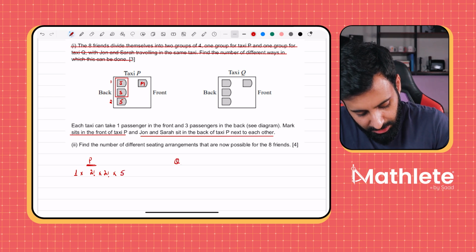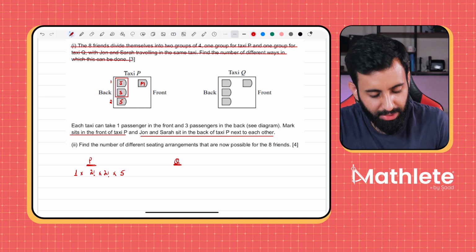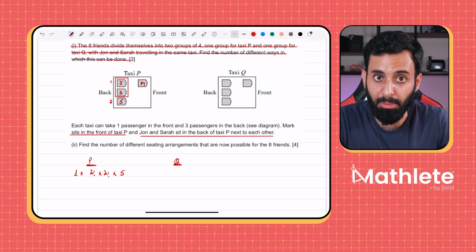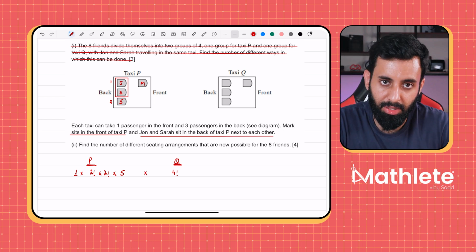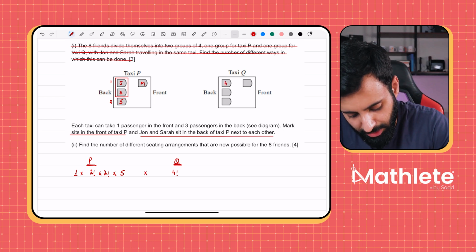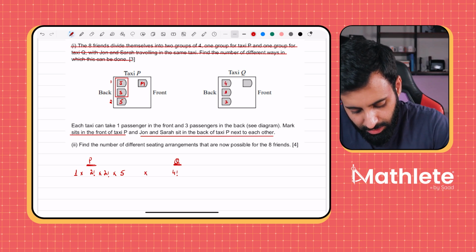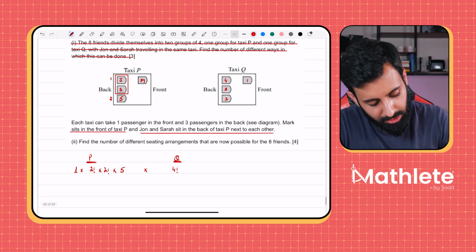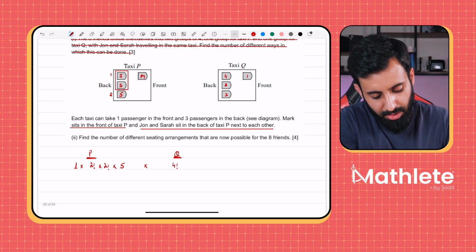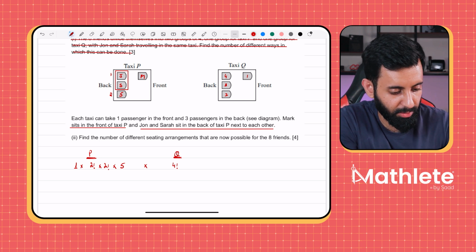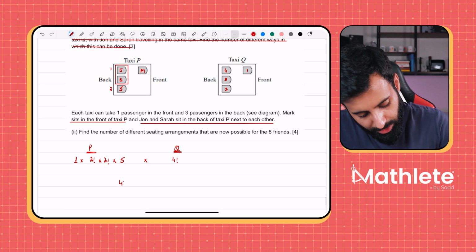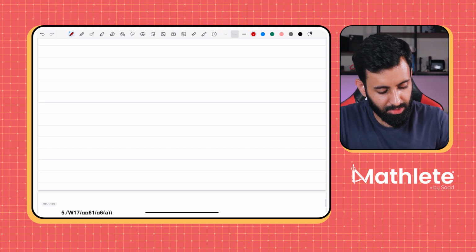Now, as far as taxi Q is concerned, that's pretty straightforward. There are 4 passengers left and all 4 of them have to sit somewhere. So that means that can be done 4 factorial number of ways. Okay, so you can think of it this way, that you have 4 options for this seat, 3 for this, 2 for this, and 1 for this. So let's see how many different seating arrangements there are. 2 factorial times 2 factorial times 5 multiplied by 4 factorial, which is equal to 480. And there you go. That's it. That's the answer.